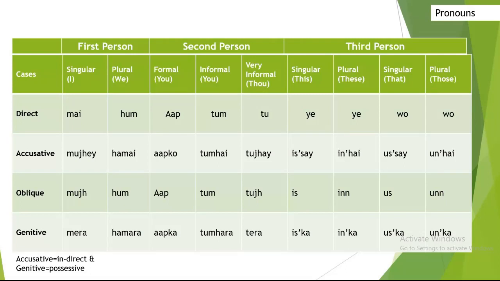And singular, that and those. He is going. वो जा रहा है. And the plural, वो जा रहे हैं. Okay, so this was the first case, direct. Now let's go to the second one, accusative.